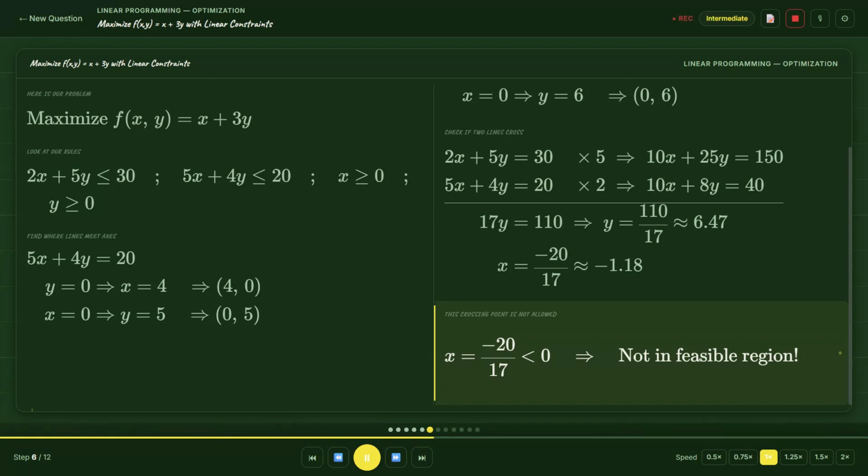Since x is negative, this crossing point is outside our allowed area. We can't use it. That means the first rule, 2x plus 5y is less than or equal to 30, is not really needed here. The second rule is the tighter one.